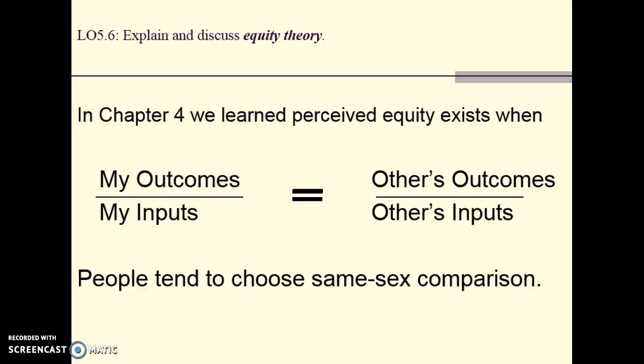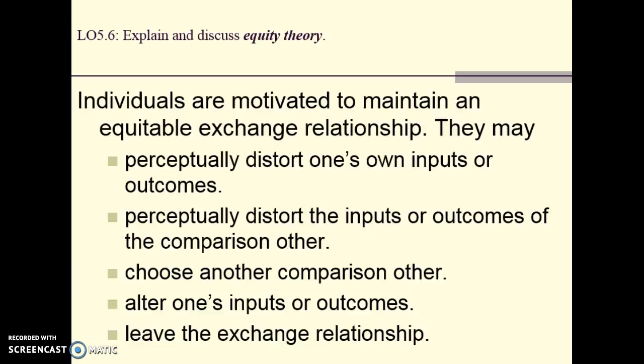People tend to choose same-sex comparison. Individuals are motivated to maintain an equitable exchange relationship. They may perceptually distort one's own inputs or outcomes, perceptually distort the inputs or outcomes of the comparison other, choose another comparison other, alter one's inputs or outcomes, or leave the exchange relationship.